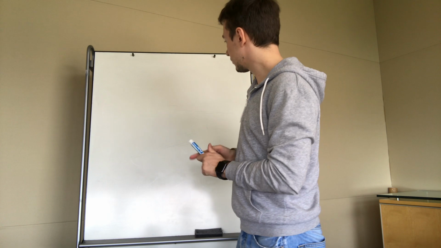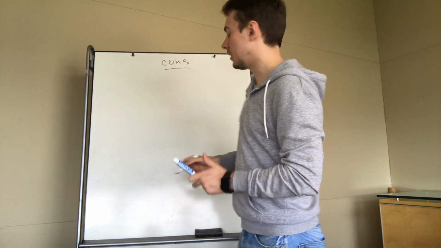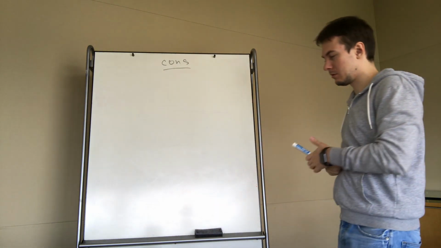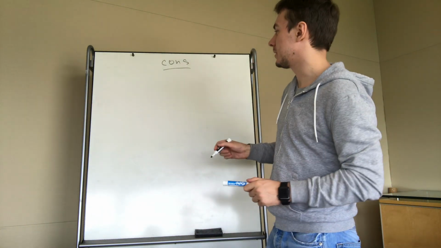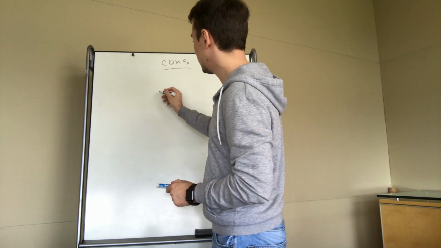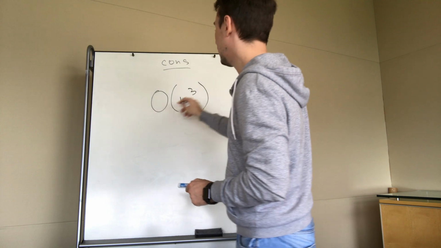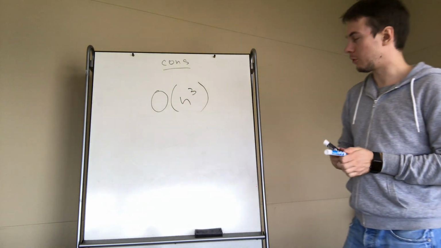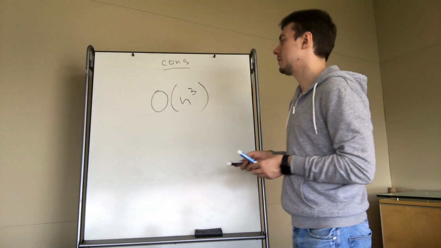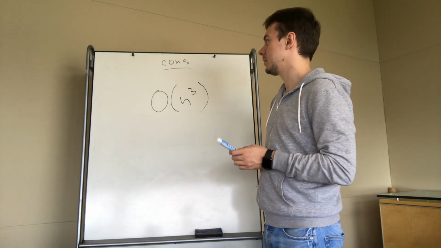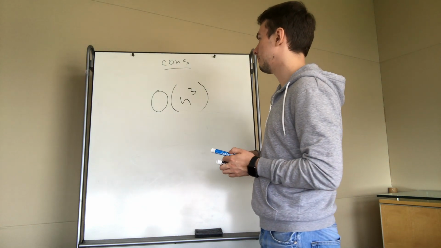What about the cons? Of course, the main con of this algorithm is its complexity. The complexity of this algorithm is O(n^3). Of course, this is not the best algorithm to check the planarity of a graph, but this algorithm, as I mentioned before, is very easy to understand and to implement.